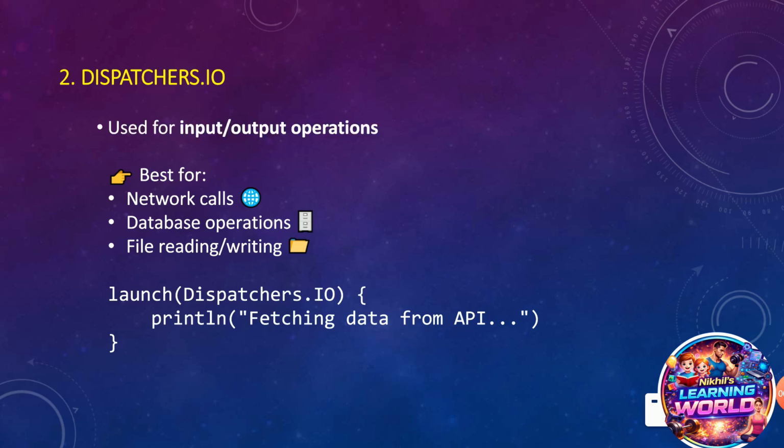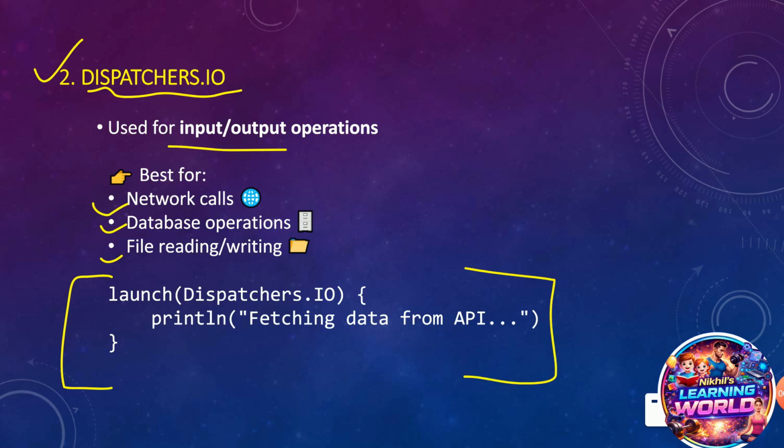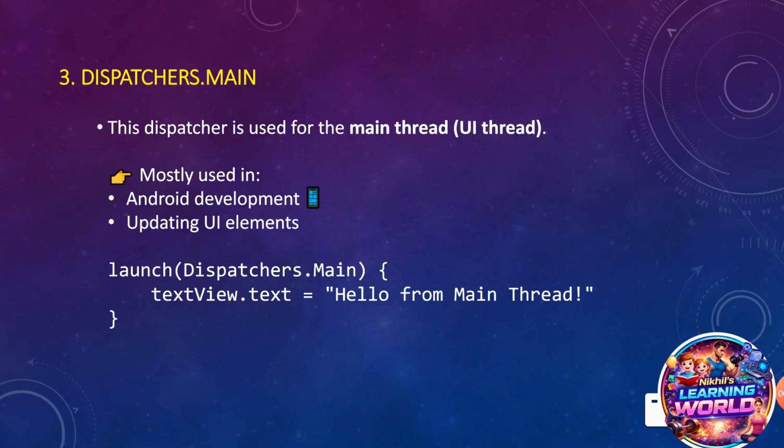The next one is Dispatchers.IO, for input and output. Whenever we have input and output related operations in our programming, the coroutine will be launched with Dispatchers.IO. It is best for network calls, API integration, database operations, or file operations like reading and writing. You can see our example where we launch with Dispatchers.IO and print fetching data from API. So it's a common dispatcher.